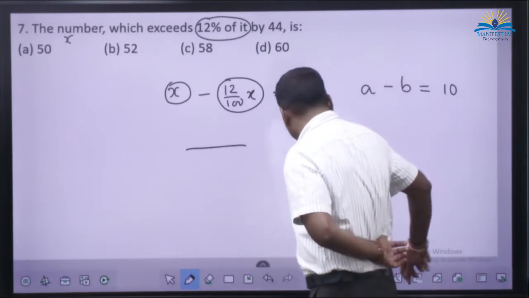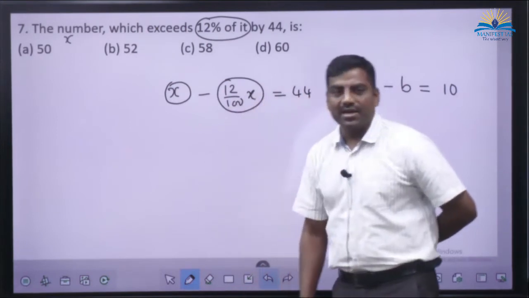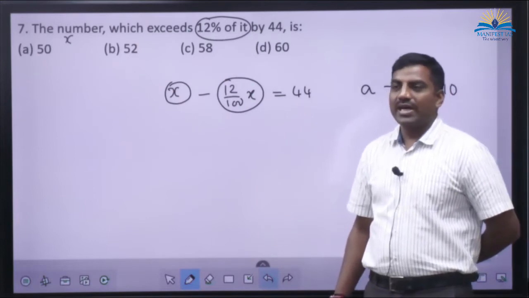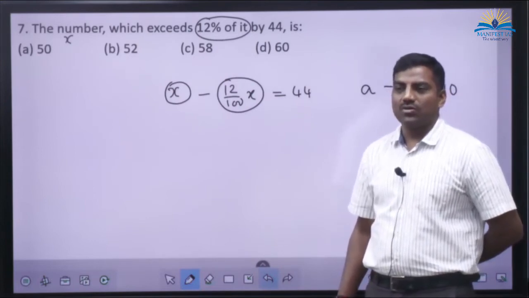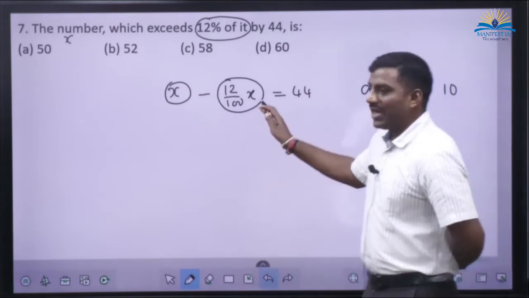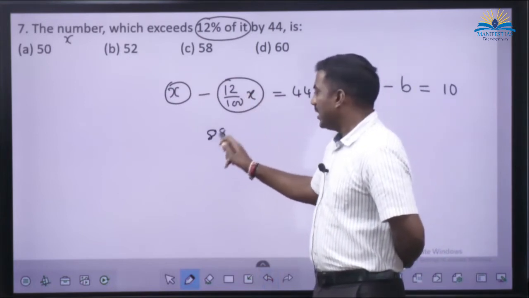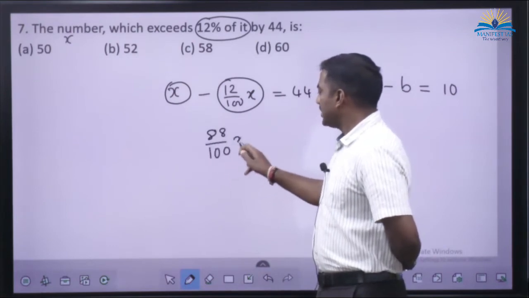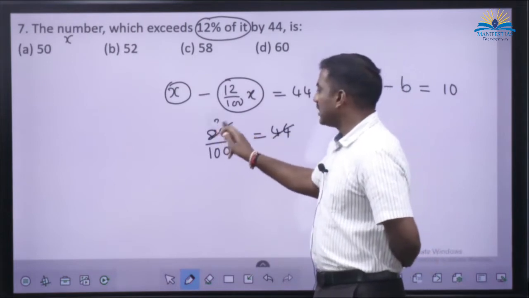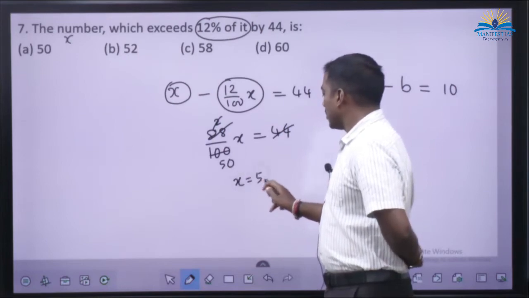Okay, I am not going to write the LCM here. X minus 12 by 100X. What is it? So, X minus 12% of X is 88% of X. So, 88 by 100 into X is equal to 44. 44 ones are 44, twos are 2, ones are 25, 50s are. X is equal to 50.